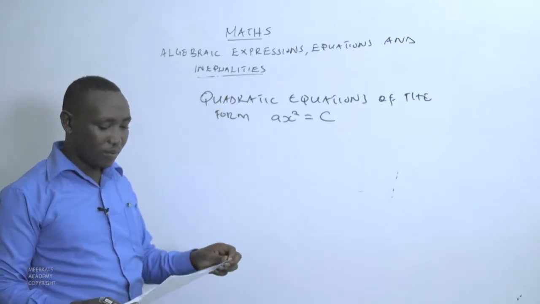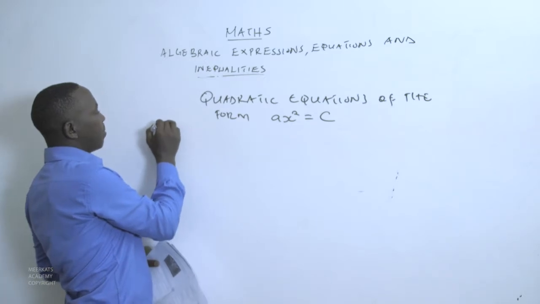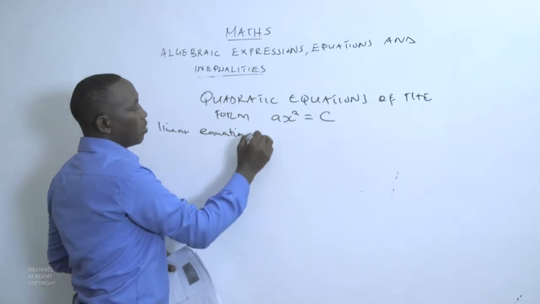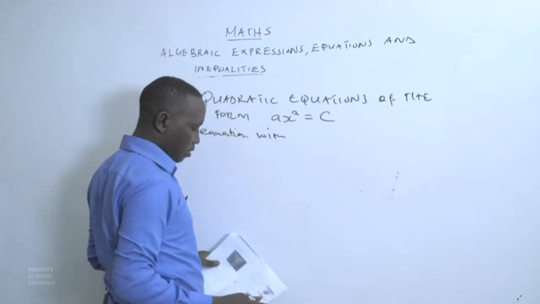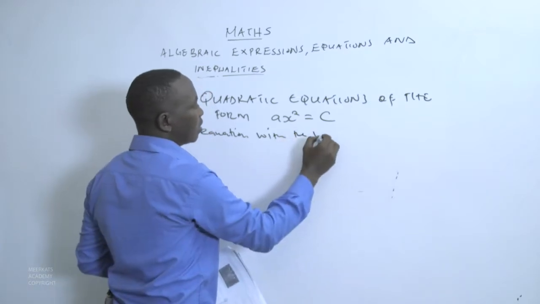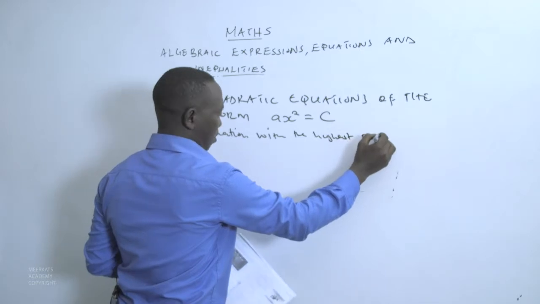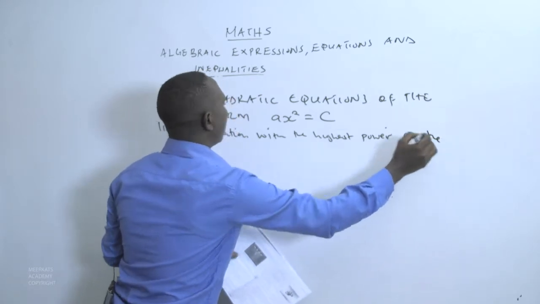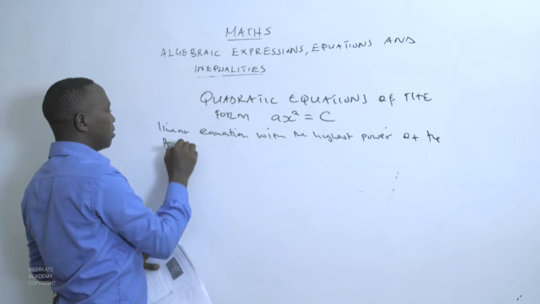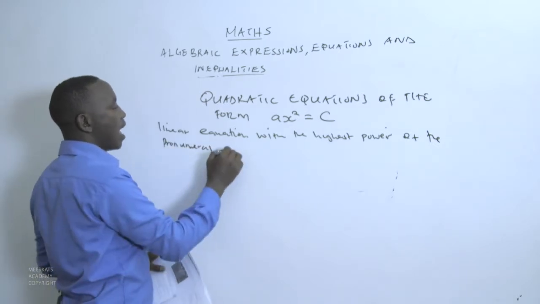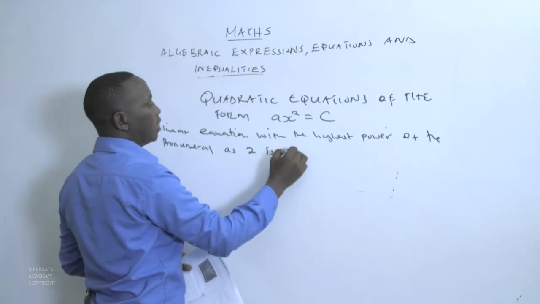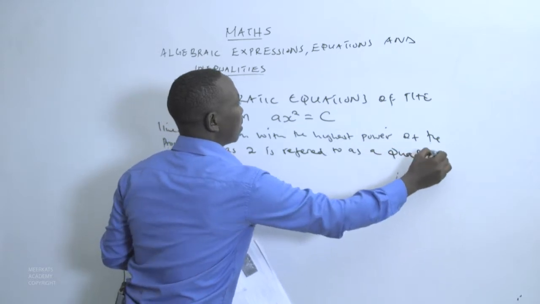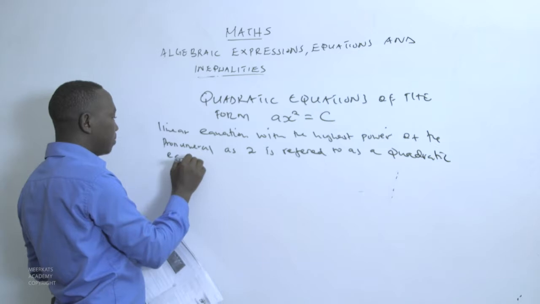So any equation that consists of a polynomial with a power of 2 becomes a quadratic equation. So you can say that an equation with the highest power of the polynomial as 2 is referred to as a quadratic equation.